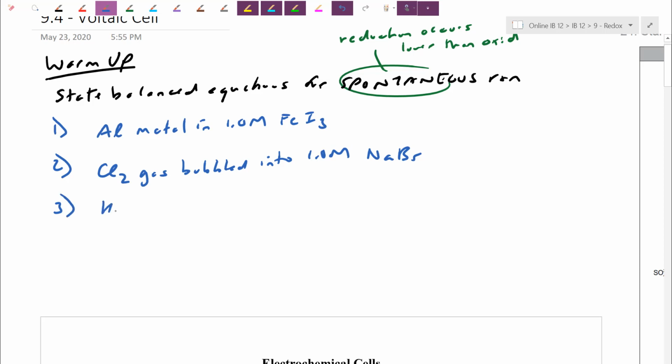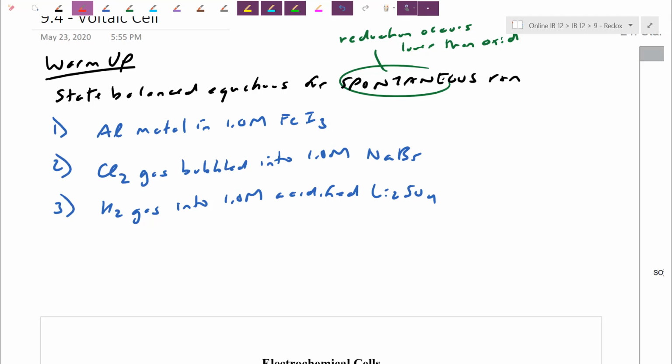I'm going to bubble hydrogen gas into 1 molar, I'm going to use terminology here, acidified Li2SO4. It just guarantees, yeah, we have H plus present. Okay, so I encourage you just to pause the video. You can try it out for yourself. Okay, I'll give you a hint.